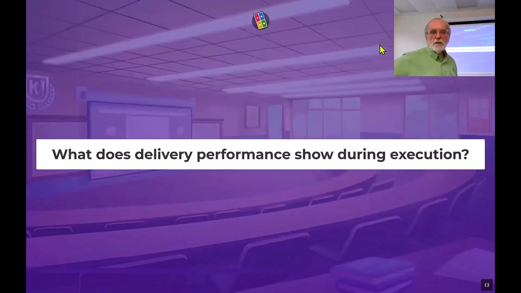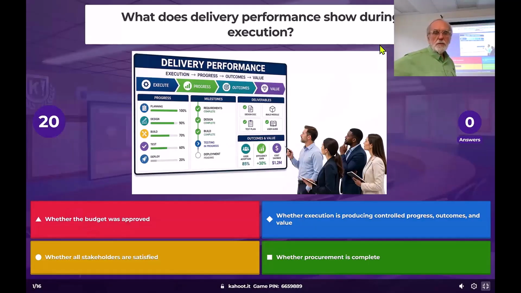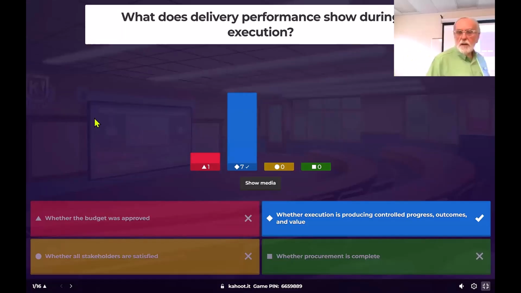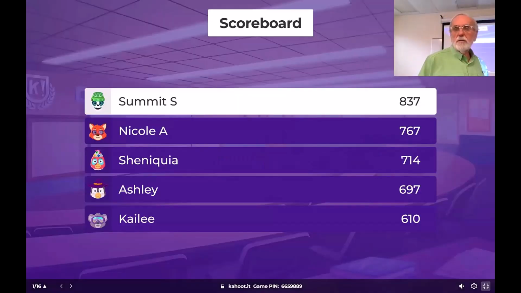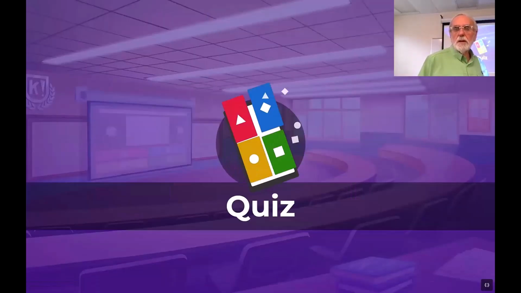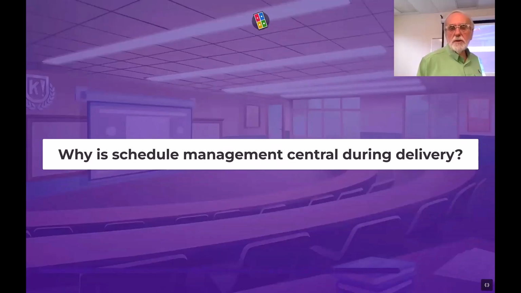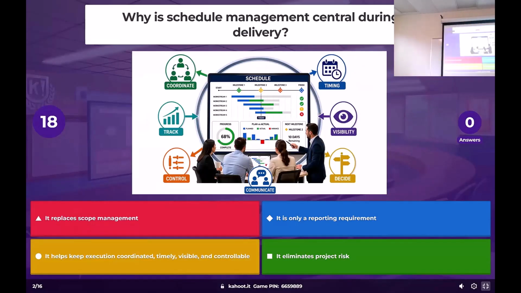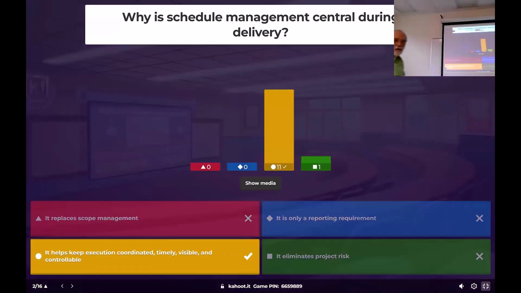Okay. What does delivery performance show during execution? All right, we got 7. Yeah, it shows whether execution is producing control, progress, outcomes, and value. All right, Summit. Cool. Here we go. Next one. Why is schedule management central during delivery? 6. You may need to move up. All right, we got all of them. Everybody got that one. Cool. I'll give you a hint to some of these, the answers are on the image.